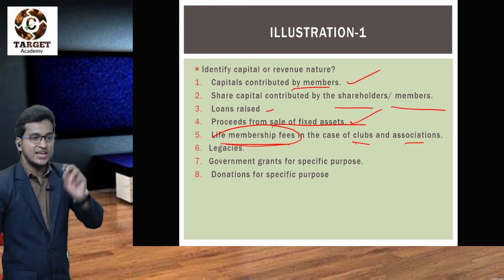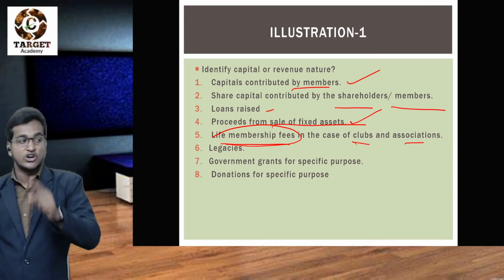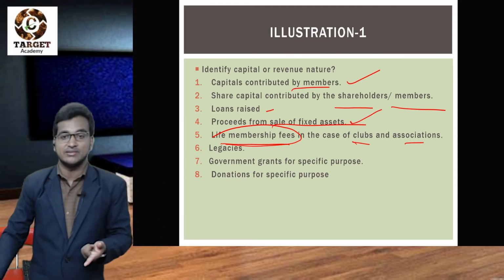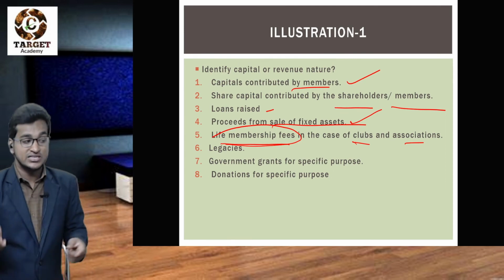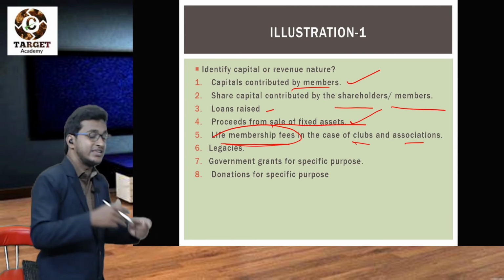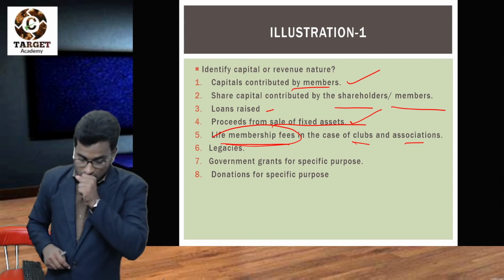If life membership fee is received from the members or the public, that is a capital receipt because that is not my regular normal activity. If it is a normal activity, that is a revenue receipt, but this is not a normal activity, that's why this is a capital receipt, not a revenue receipt. Okay.